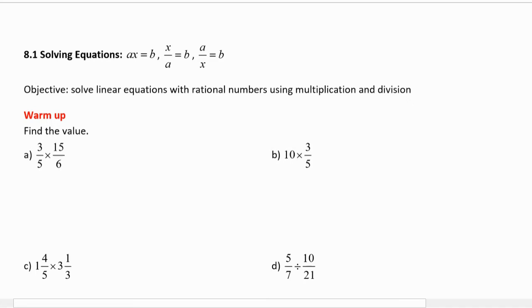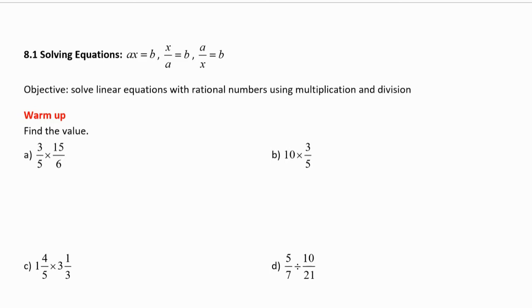Today we will be talking about how to solve linear equations with rational numbers using multiplications and divisions. Before we start, let's talk about what rational numbers are. Do you guys remember what rational numbers are? Rational numbers are the numbers that can be represented as a fraction. So all the fractions and decimals are rational numbers.